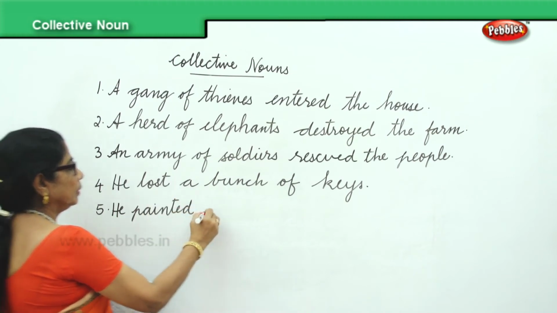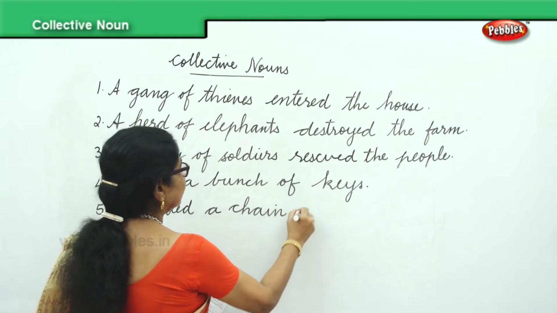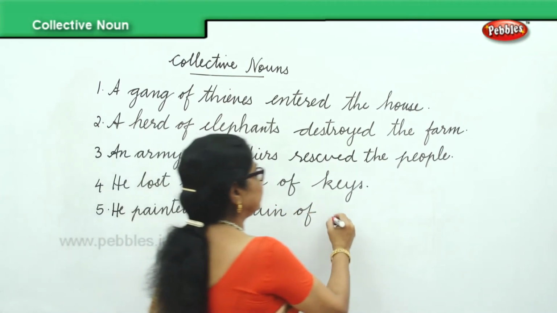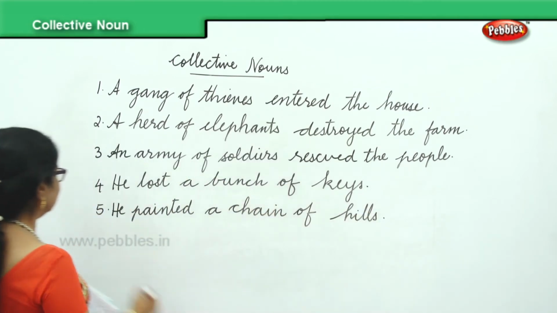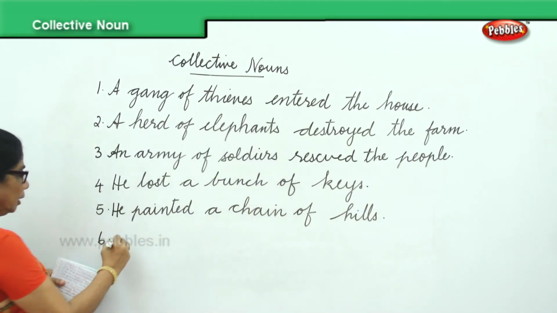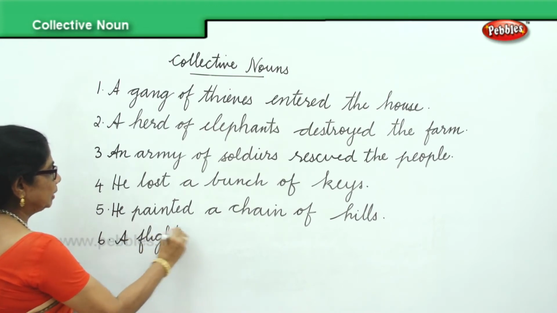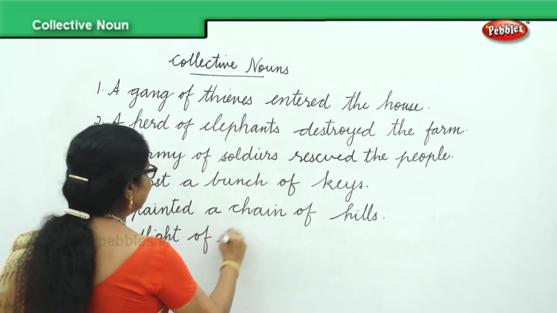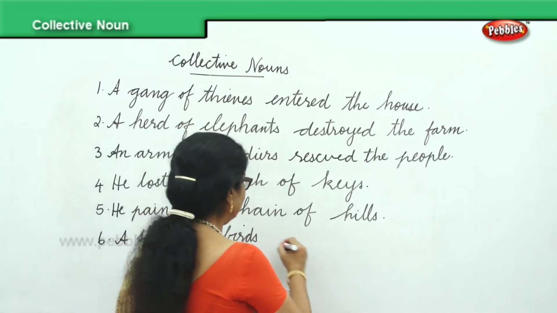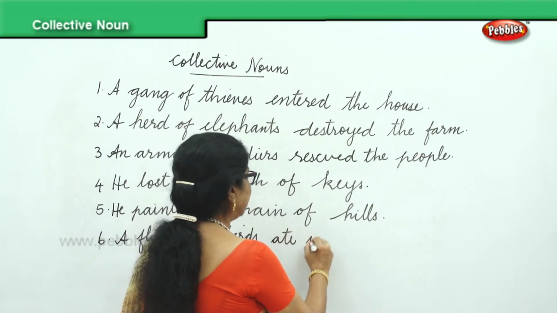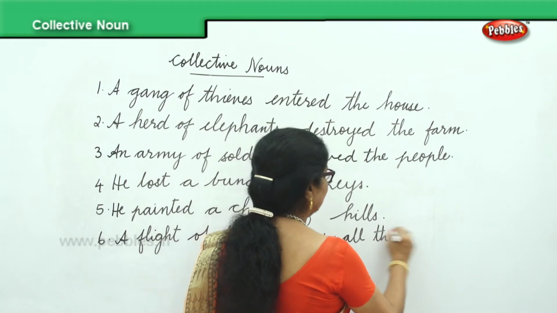He painted a chain of hills. A flight of birds ate up all the grains.